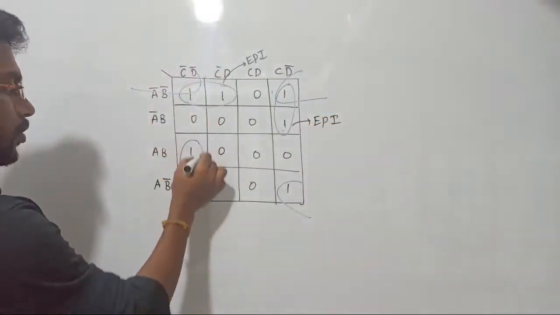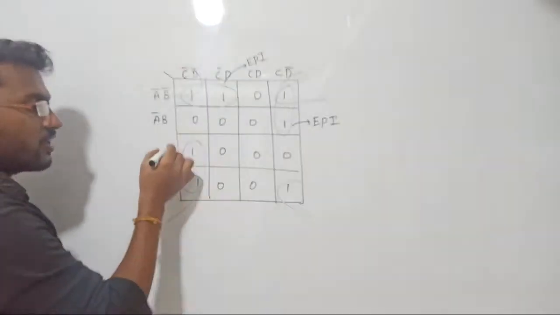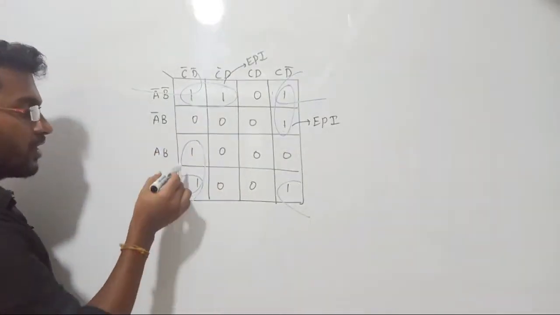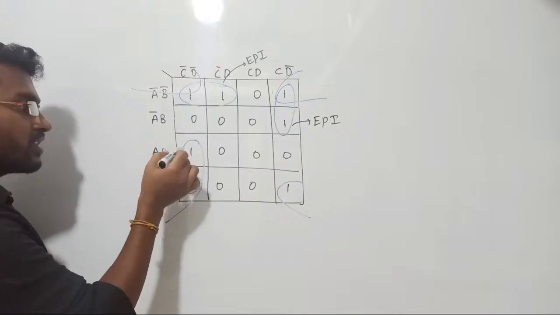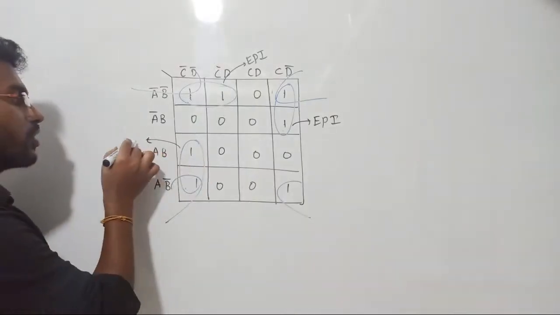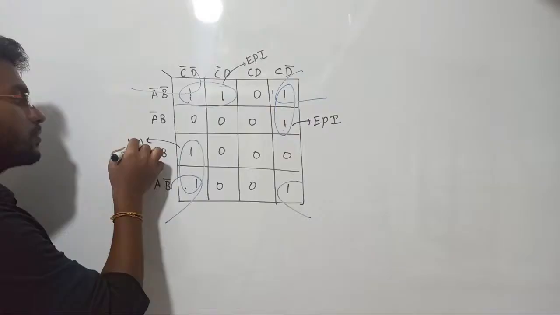Let us discuss the third one, this one. There are 2 variables, but this one is not a subset of other groups, such that this is also going to be an essential prime implicant.